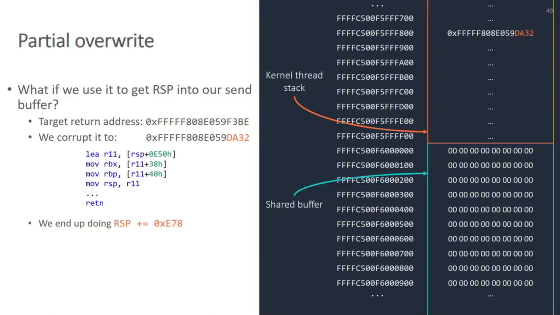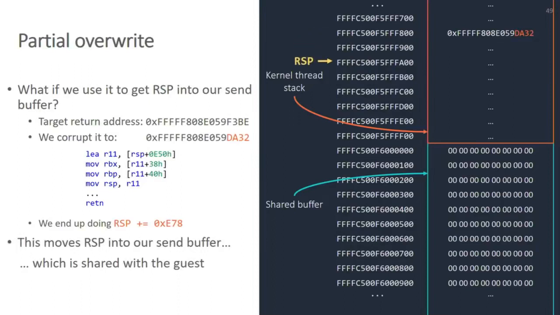Right? And so that's exactly what I do here. I have this gadget here. I overwrite the lower 2 bytes of a return address on the valid stack, and then RSP is going to go from all the way up there to all the way down here. And since that buffer is shared with the guest OS, as an attacker, I can just read and write values to and from it at all times.